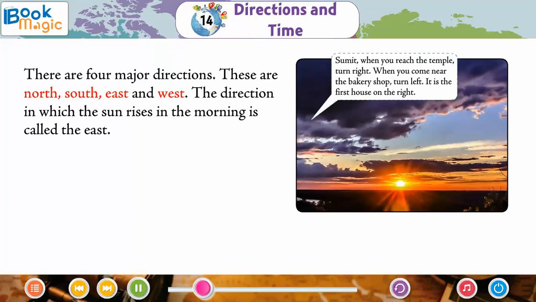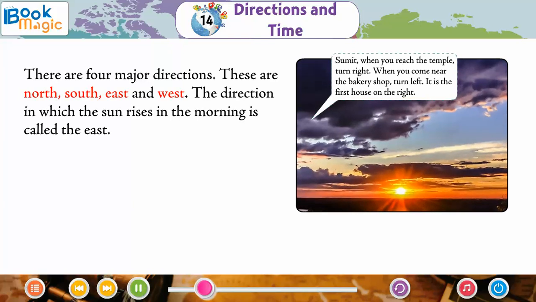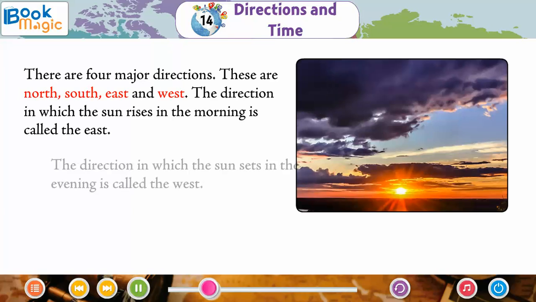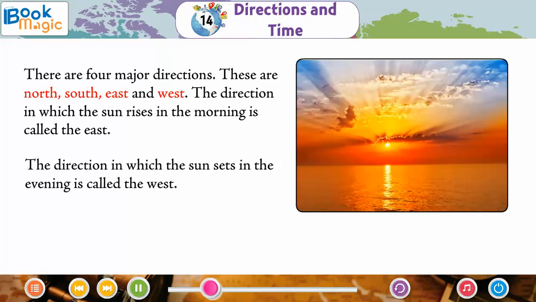There are 4 major directions. These are north, south, east and west. The direction in which the sun rises in the morning is called the east. The direction in which the sun sets in the evening is called the west.